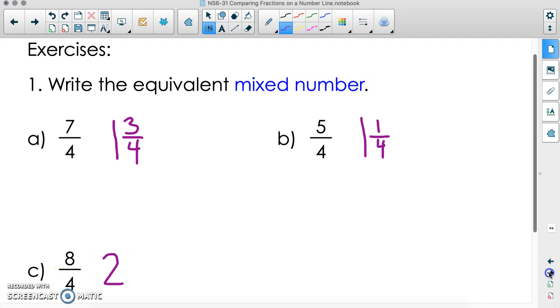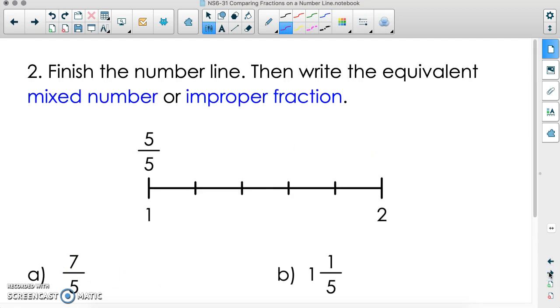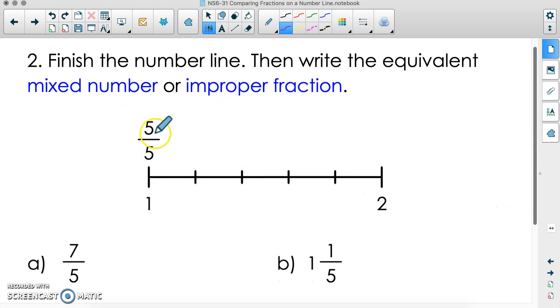Okay, let's continue on. So here's exercise 2. We're going to do this one together. It says finish the number line and then write the equivalent mixed number or improper fraction. So for A, let's first finish the little number line.